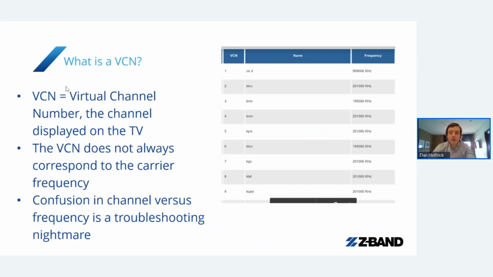Sometimes what you see, rather than 2.1, 2.2, 2.3, is a VCN, which is just: this is channel 3, this is channel 4, this is channel 5. That is a virtual channel number, which you can see on the screen here. It's the actual representation of the digital data that you're getting as a channel number. And it's really just for convenience, ease of use, and comfort level with users, right?